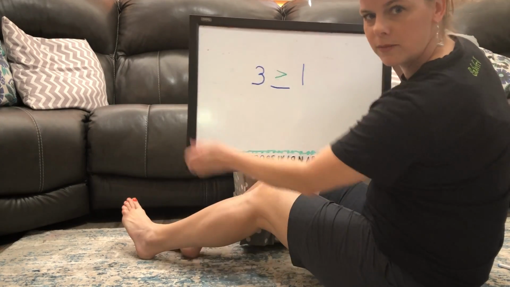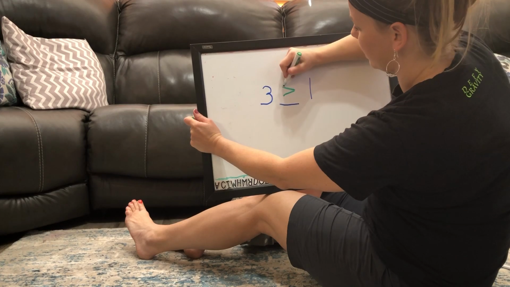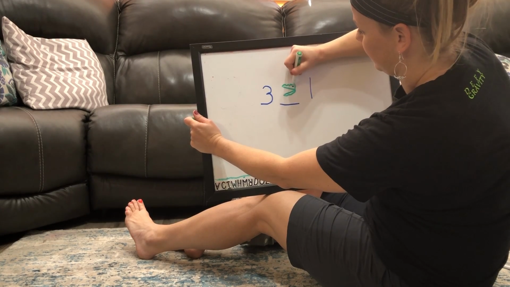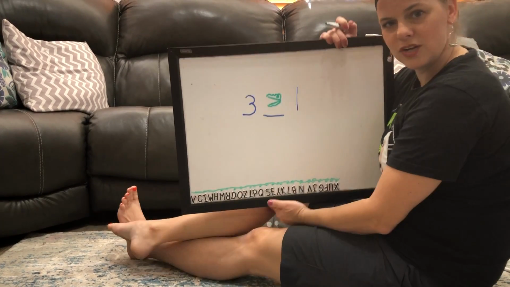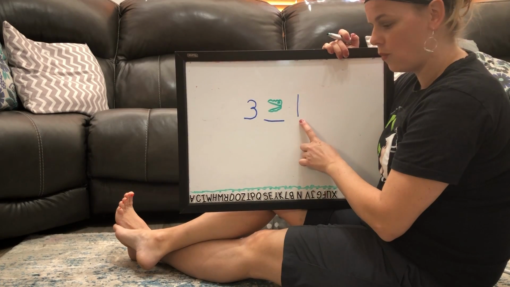It's kind of hard to write sideways, sorry. Okay, so here's our greater gator. Now let's draw him. Here's his eye. So here's our greater gator. He is going to open his mouth towards the bigger number. 3 is greater than 1.